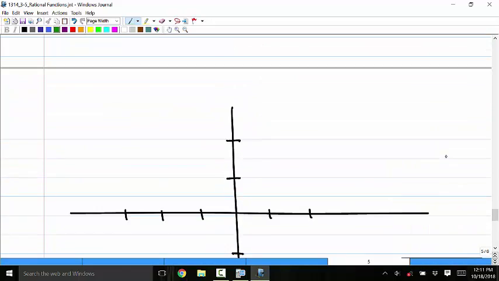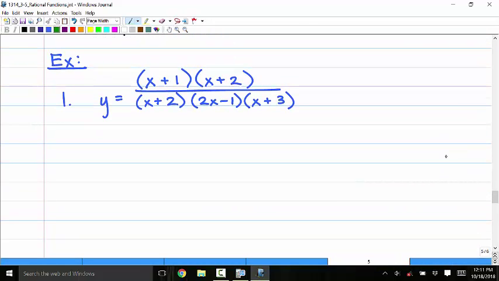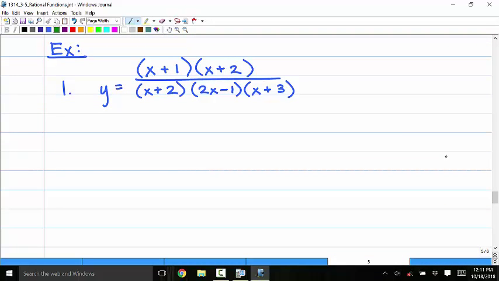Okay, let's dissect it by hand. Do you see any common factors? Yes. X plus 2. So if x plus 2 equals 0, x equals negative 2. You agree? There's a hole there. So there is a hole at negative 2, something.